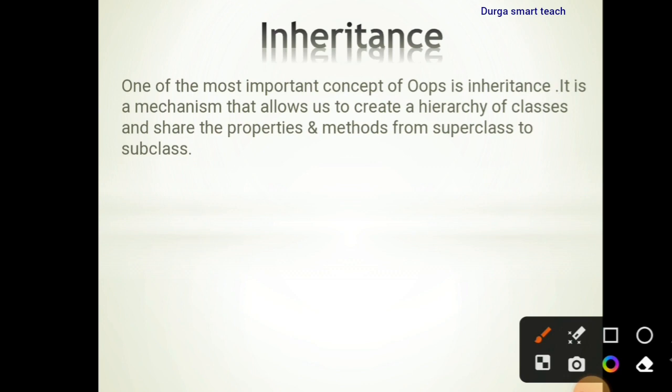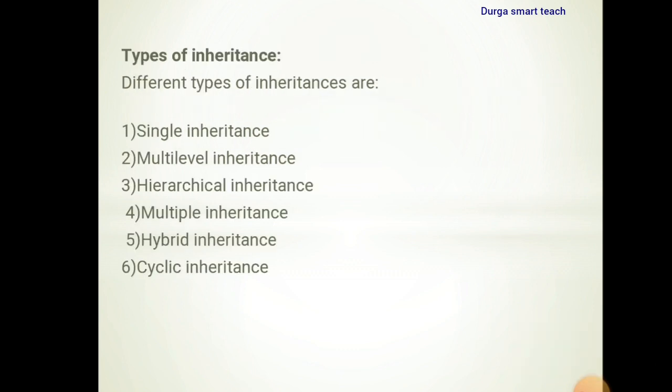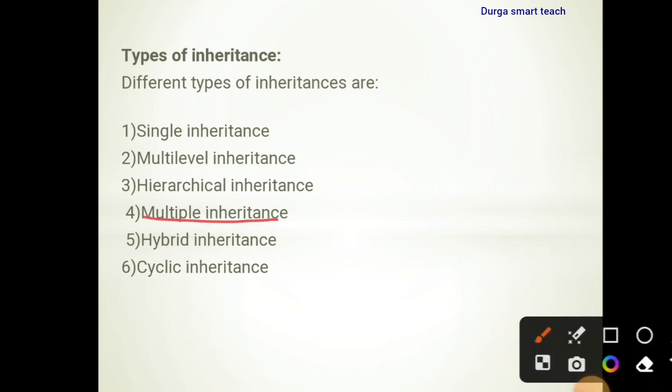First of all, what is a class? A class is a blueprint which is a collection of variables and functions. So you can access both variables and functions of the superclass as well as the subclass. That is the importance of inheritance. There are six types of inheritance: single inheritance, multi-level inheritance, hierarchical inheritance, multiple inheritance, hybrid inheritance, and cyclic inheritance. But Python does not support cyclic inheritance. So let's see them one by one.